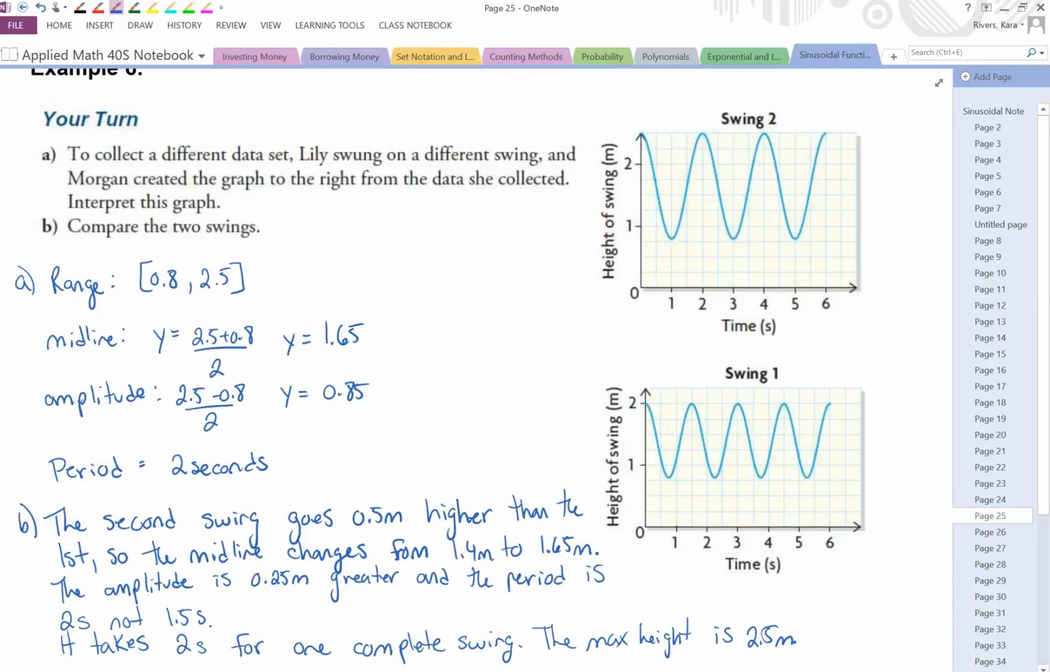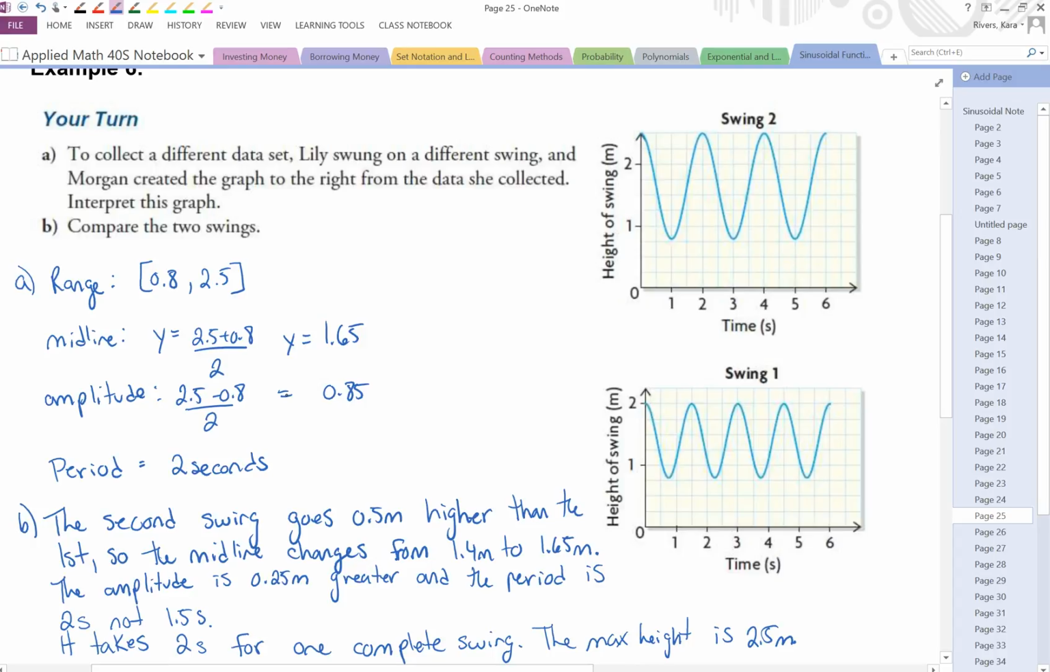So the range is from 0.8 to 2.5. The midline is y equals 1.65. Amplitude 0.85. That's not a y equals, I'll correct that. Just equals 0.85. We don't need an equation for the amplitude. The period is 2 seconds.